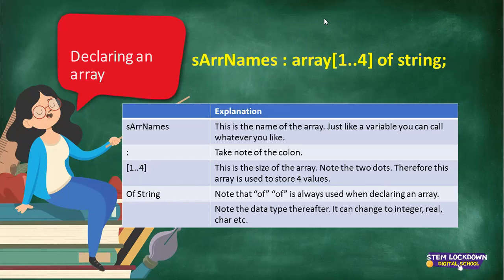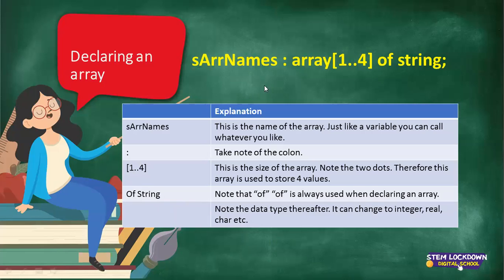So notice the size of this array, or how many values can this array store? By looking at it, you can see that this array will store 4 values. And finally, of string. Now, this is 2 different words. Please don't type this as one word. The of is a reserved word, which means that you have to put that word over there. It has to be used when declaring an array. And finally, note the data type.